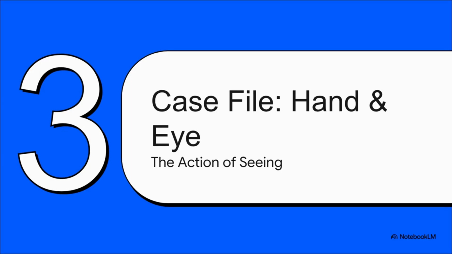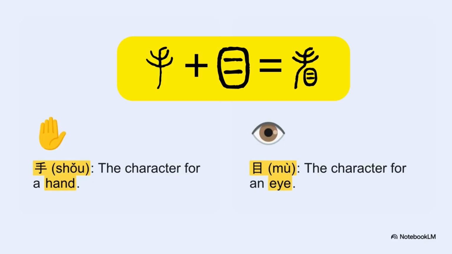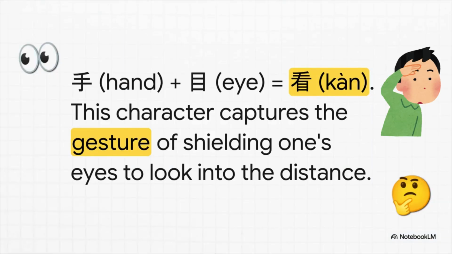This one isn't so much about objects. It's about a very specific human action, and the visual story it tells is just fantastic. Our clues this time are Shou, the character for a hand, and it's placed right above Mu, the character for an eye. Just picture that for a second. What are you physically doing when you put your hand over your eye like that? You got it. This brilliantly creates the character Kan, which means to look or to watch.